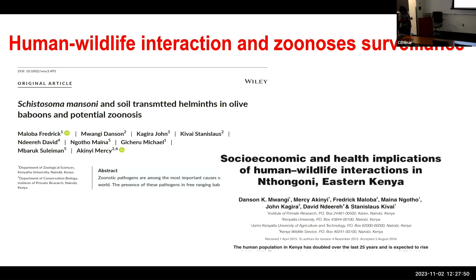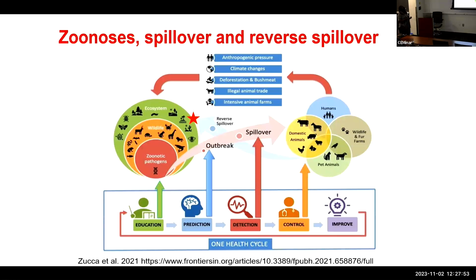This particular study is based on a lot of what is going on right now with regards to One Health. The thought is humans impose a lot of anthropogenic pressure. These are activities that destroy the environment, such as deforestation and eating bushmeat, but also climate change, illegal animal trade and intensive animal farms. All of these are factors that affect the ecosystem, and wildlife are within this ecosystem together with zoonotic outbreaks.